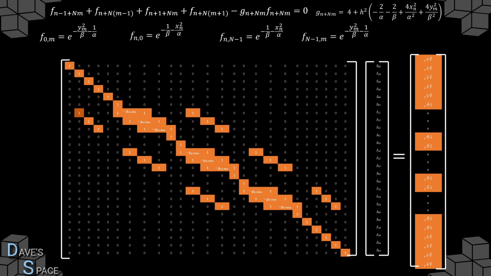So what I'm going to do now is show you the solution to this problem for various grid sizes. So here we can see the matrix for a 5x5 grid, but I will show a video in which I solve it on much larger grids too.